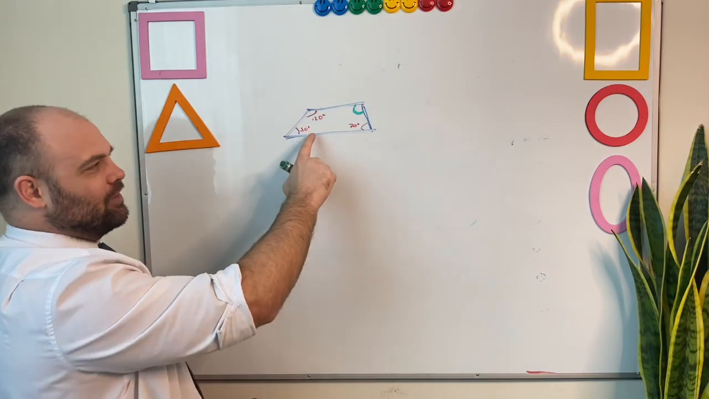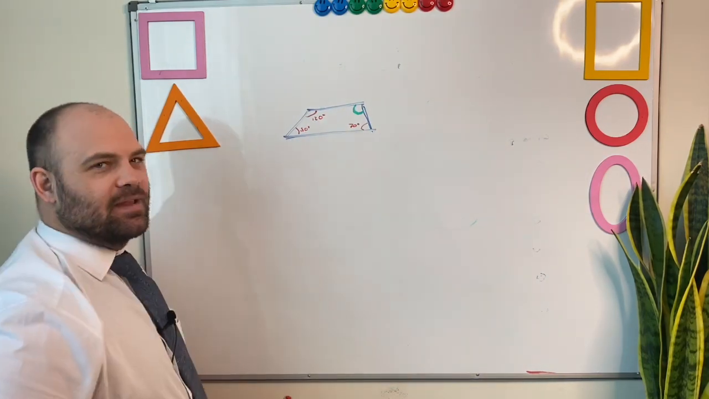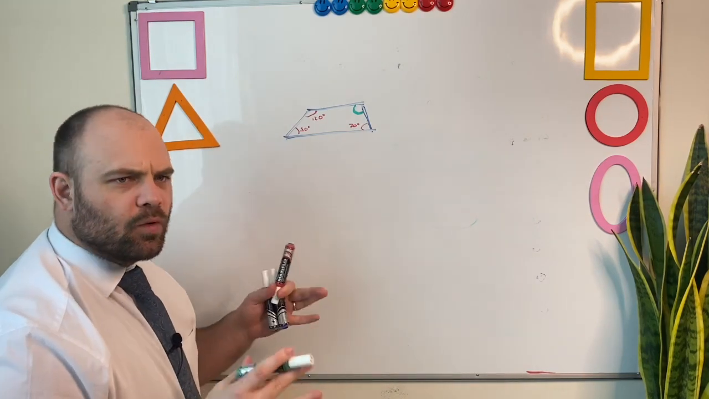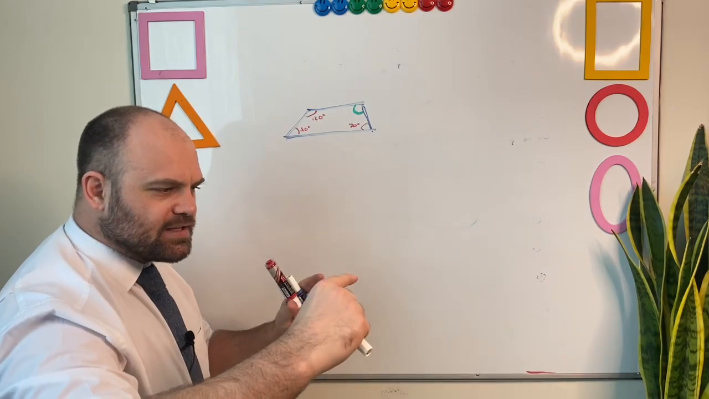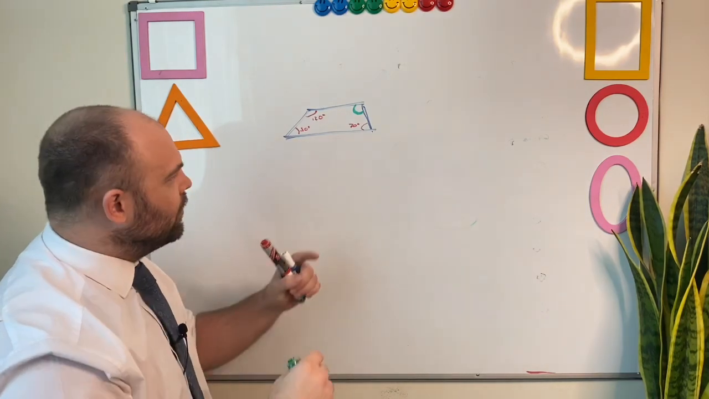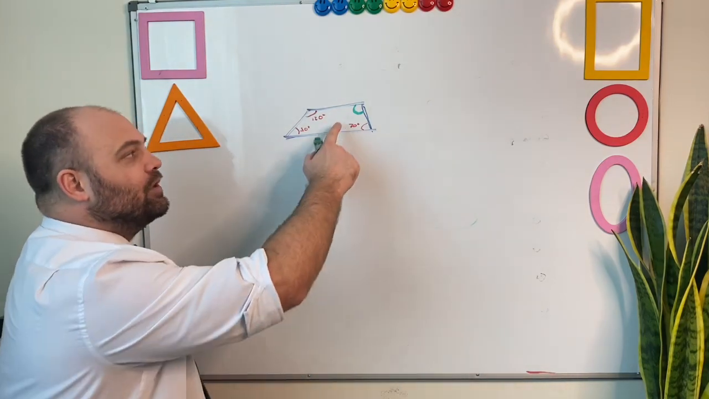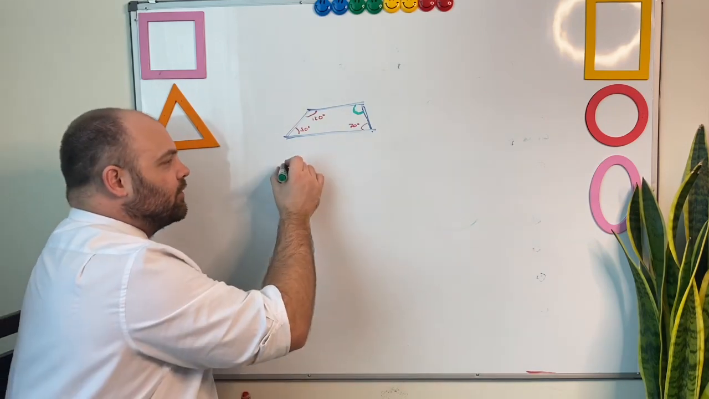Now, I can't just look and say, well, this is 50, so this must be 50. You can see that these two are opposite and they're not the same. All right, so you really have to look at the shape and think, what makes sense in this situation? Would it make sense that these opposite angles would be the same? Well, in a trapezoid, certainly not. But we know that all of these angles need to add up to 360 degrees.